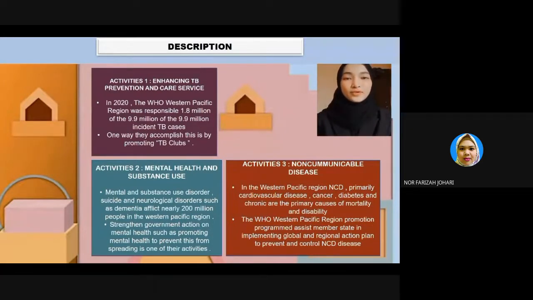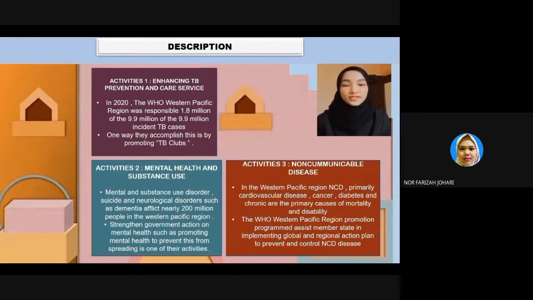In addition, the World Health Organization collects information on mental health through the Mental Health Atlas and collaborates with partners and networks to build leadership and strengthen governance. Last but not least, in the Western Pacific region, non-communicable diseases, primarily cardiovascular disease, cancer, diabetes and chronic respiratory disease, are primary causes of mortality and disability.